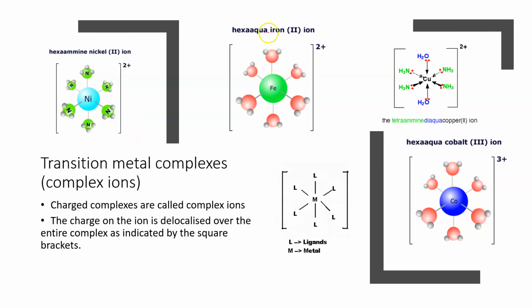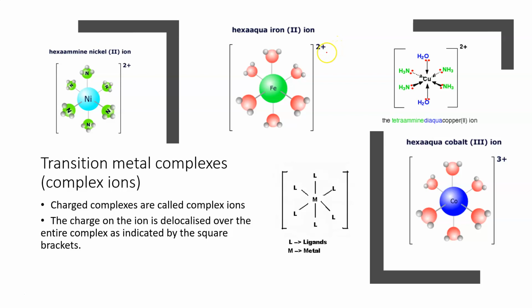With the hexaaqua iron 2 ion, this would be an Fe2+ ion that now has 6 neutral water molecules acting as ligands, forming the hexaaqua complex. The 2+ charge of that ion is now said to be distributed across the whole complex, so we put square brackets around it and make it 2+.